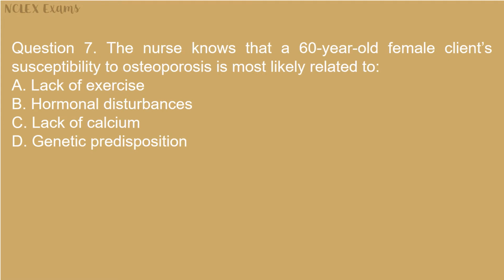Question 7. The nurse knows that a 60-year-old female client's susceptibility to osteoporosis is most likely related to A. Lack of exercise. B. Hormonal disturbances. C. Lack of calcium. D. Genetic predisposition.